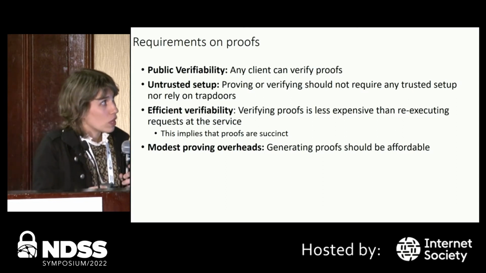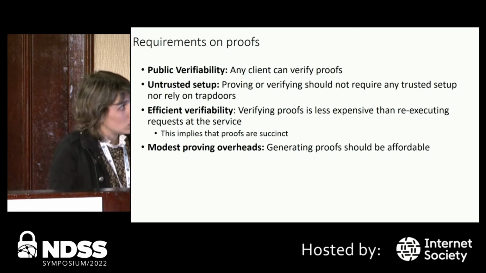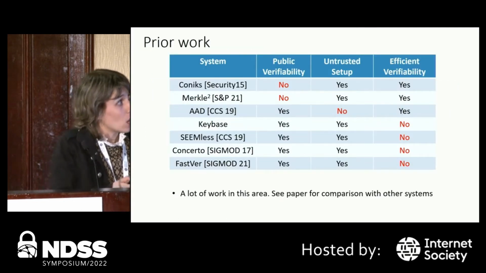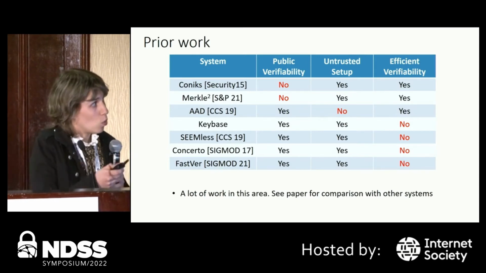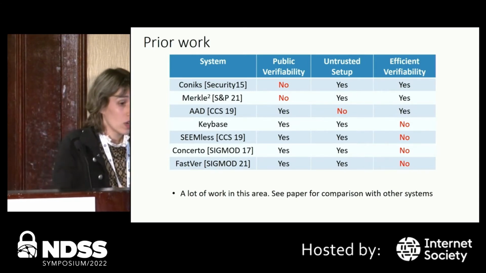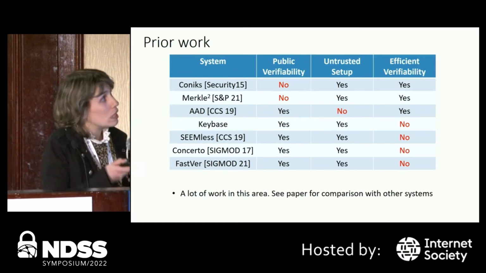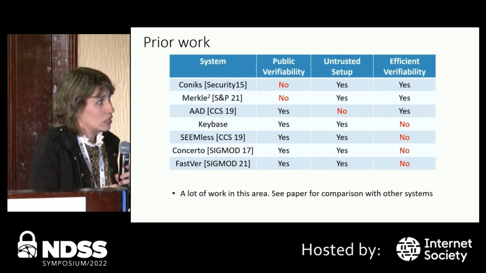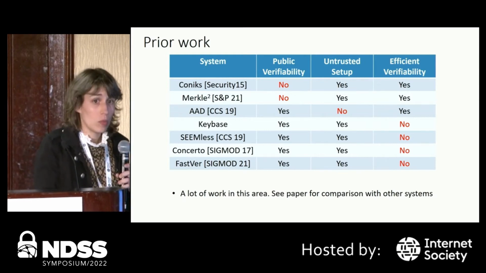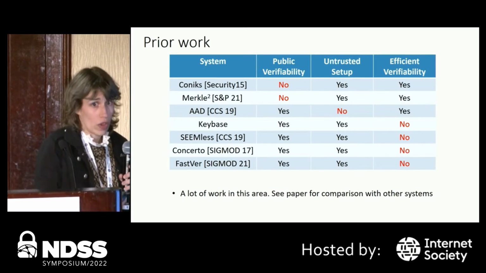Now, most of the prior work does not meet all of these properties. As a matter of fact, a large body of work fails to meet the first three properties. Here I'm showing you some of the related work, but we discuss this related work in more detail in our paper. As you see, most of these systems either don't provide public verifiability, or they require a trusted setup, or verification is not fast.